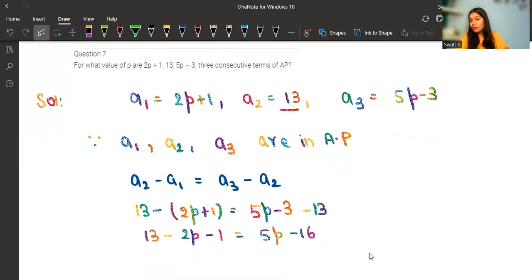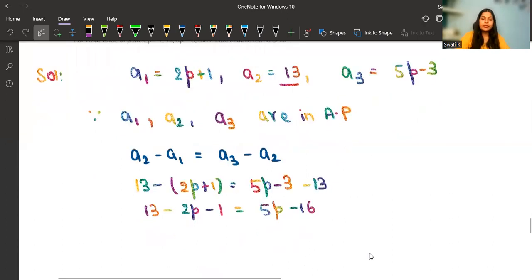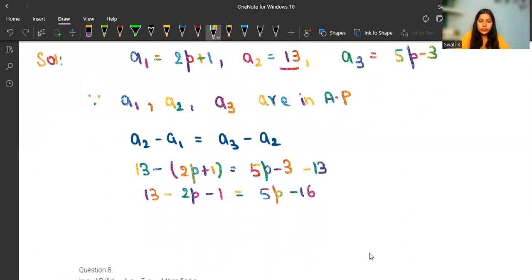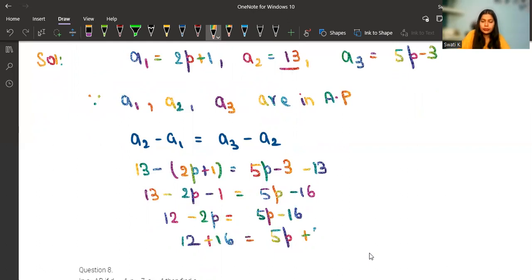And then we just see which number is bigger. 13 is the bigger number, and the sign before that is minus. So it's minus 16. Now, 13 minus 1 is, of course, 12, and this one is minus 2P equals 5P minus 16. Now, the very simple thing: minus 16 will become plus 16, and 5P as it is, minus 2P will become plus 2P. Now, 12 plus 16 is 28 and 5P plus 2P is 7P.